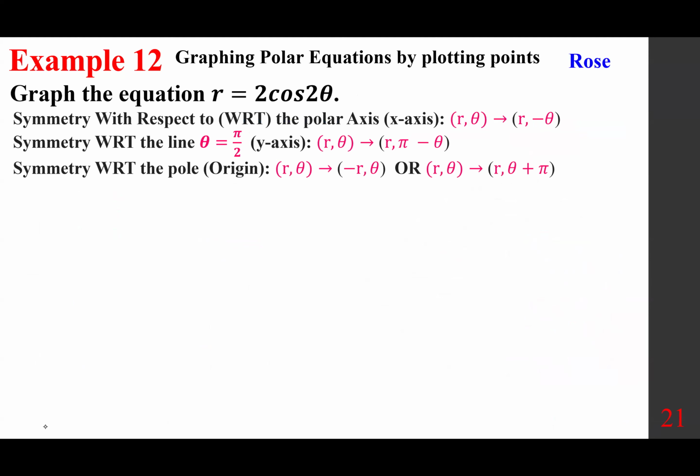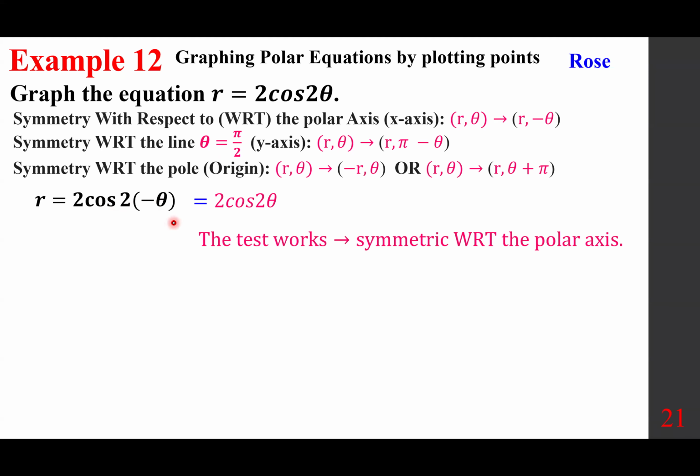All right. Graphing a polar equation by plotting points. Again, graph the equation r equals 2 cosine 2 theta. That's a rose. And reminding you of symmetry. So let's start working on symmetry. First, replace the theta with negative theta. As you know, cosine is an even function. So cosine of theta or negative theta is the same. Cosine of 2 theta or 2 times minus theta is the same. And therefore, the test works. And it's symmetric with respect to the polar axis.